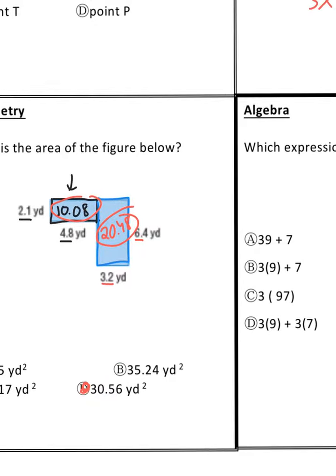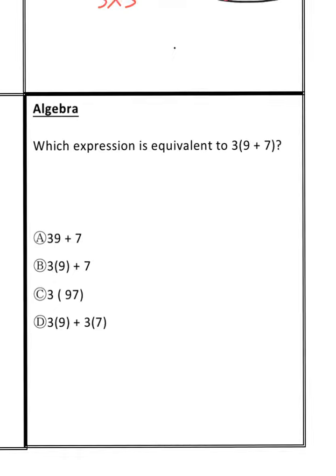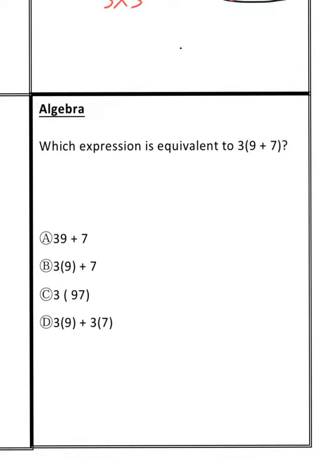Okay, let's slide over to algebra. Which expression is equivalent to 3 times (9 plus 7)? Now, I'm going to show you two ways to do this. One is, if you look here, this is distributive property. So, I'm going to do 3 times 9. Ooh, that should be a 9, not a 4. Plus 3 times 7. Because that's what distributing means. You're distributing the 3 times the 9, which is here, 3 times the 7, which is here. And I'm going to look for that, and I have that here, which is D.